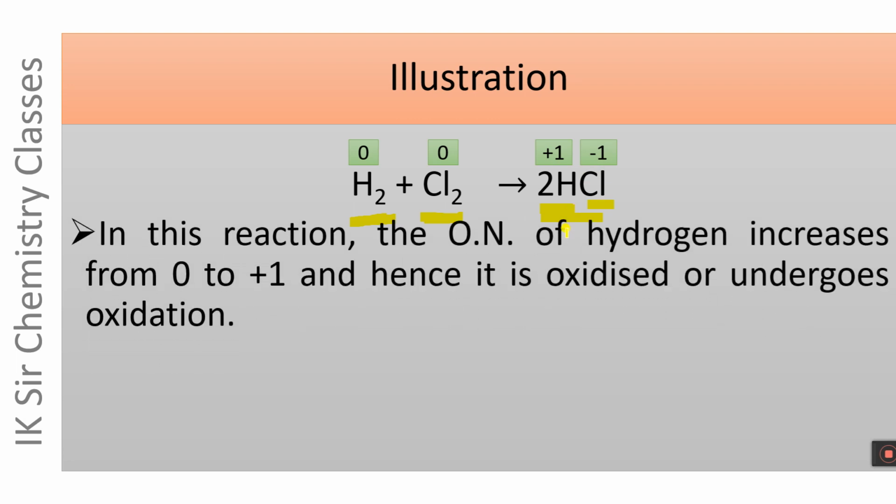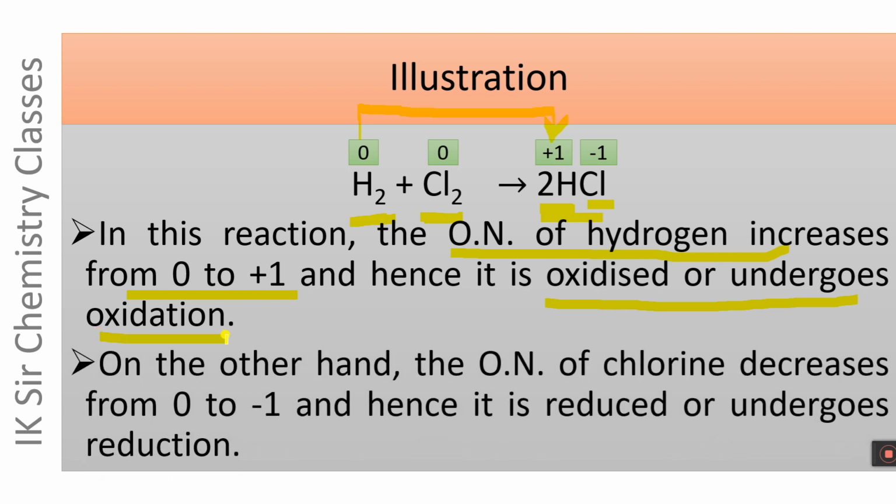It is obvious that in this reaction, the oxidation number of hydrogen increases from 0 to +1, and therefore hydrogen is oxidized or hydrogen undergoes oxidation. On the other hand, the oxidation number of chlorine decreases from 0 to -1, and hence chlorine is reduced or it undergoes reduction.